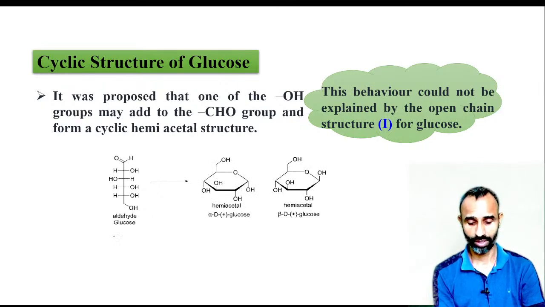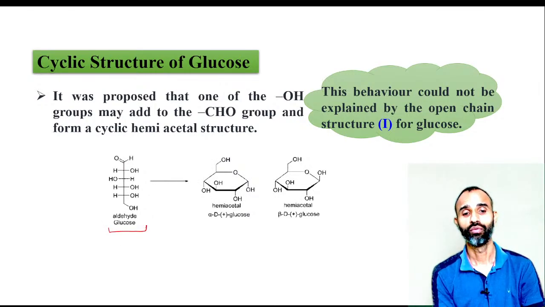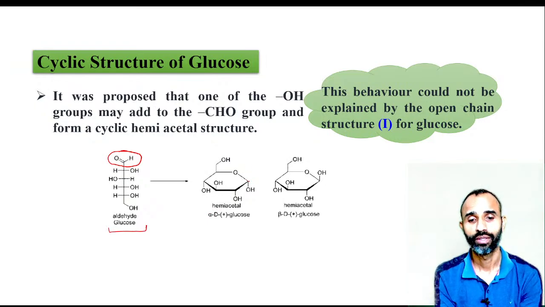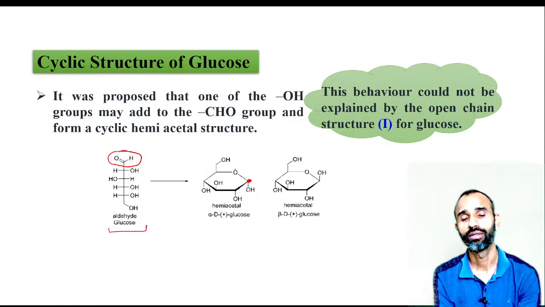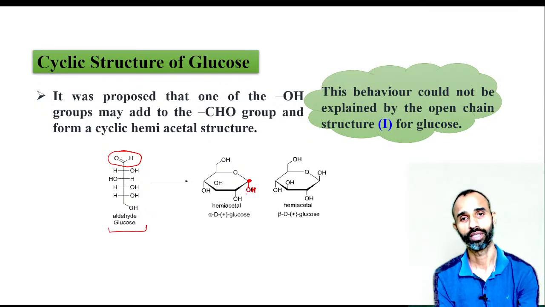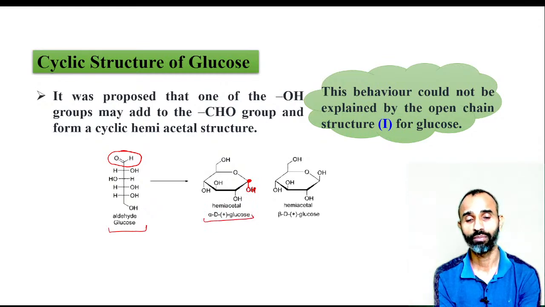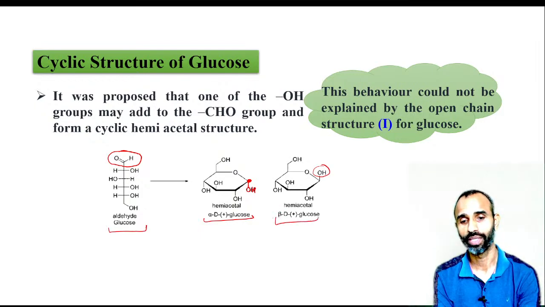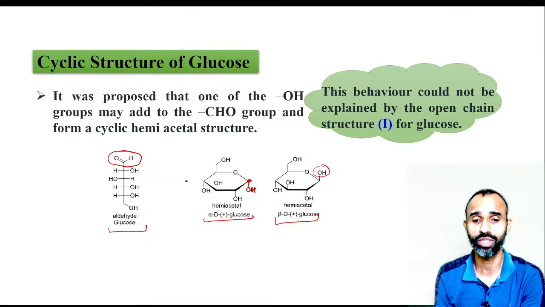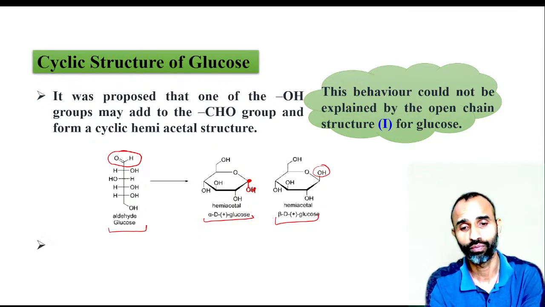See, in this glucose the aldehyde is shown totally free, but in hemiacetal structures, OH on this carbon forms a hemiacetal. If OH at the bottom is below, it is called alpha D plus glucose. If it is on top, above, it is called beta D plus glucose. These are alpha D plus glucose and beta D plus glucose. I will show you how we form them.